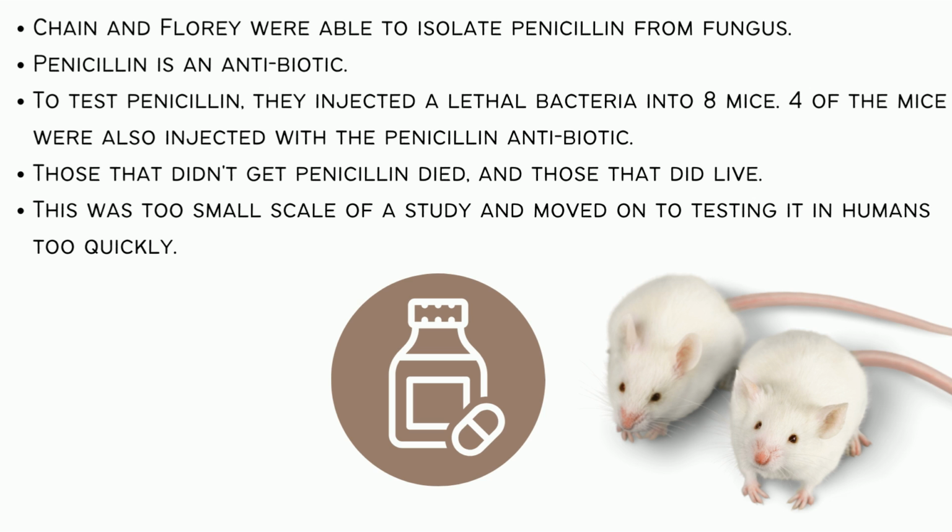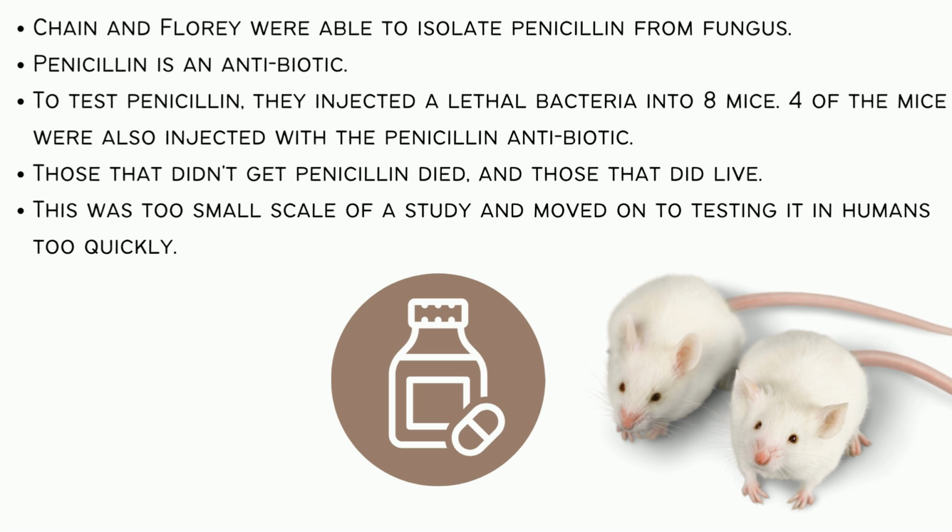So, in order to test penicillin in like the 1930s or so, they injected 8 mice with a lethal dose of bacteria. So, 4 of the mice also got injected with penicillin, the antibiotic. So, those that didn't get the penicillin died, and those that did lived.